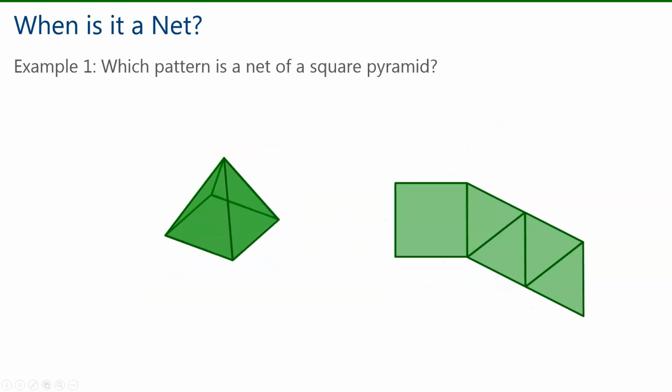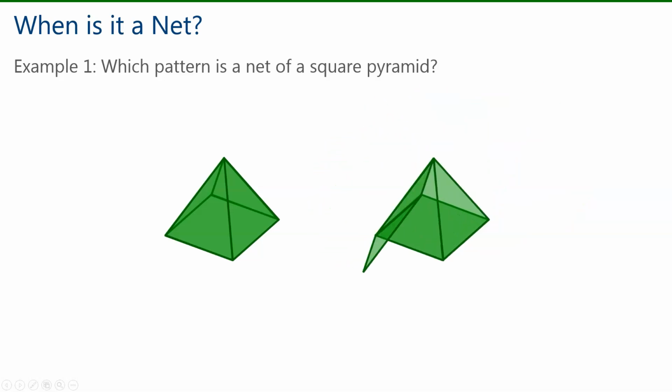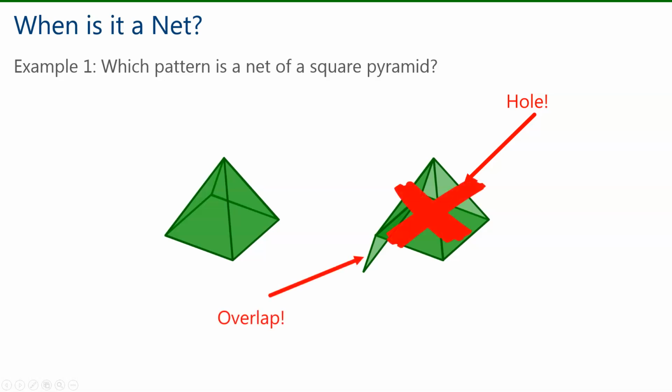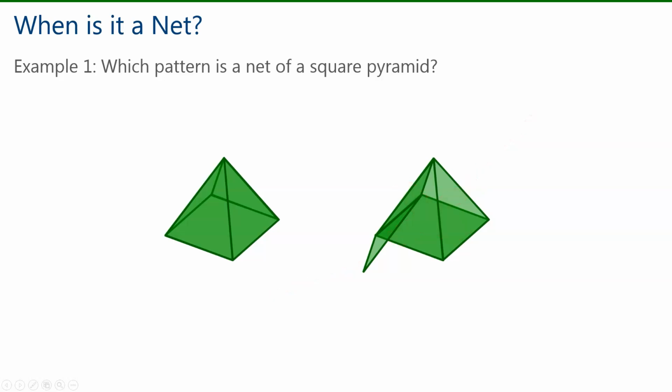So let's fold the objects now to see what actually happens. So we were correct. The object on the left is complete, it's a closed 3D object, whereas the figure on the right has a hole here on this side and an overlap here on the left. So this pattern on the right was not a net.